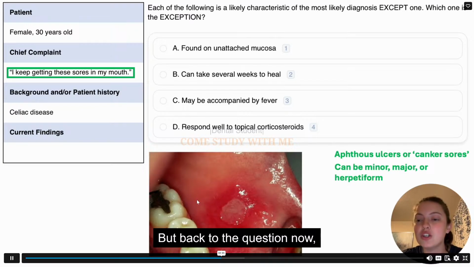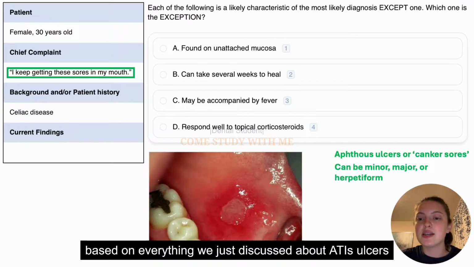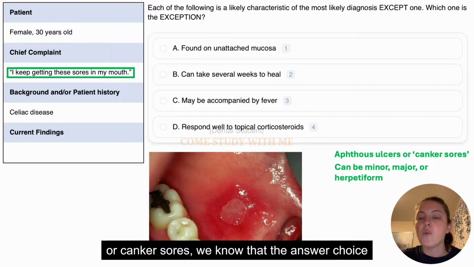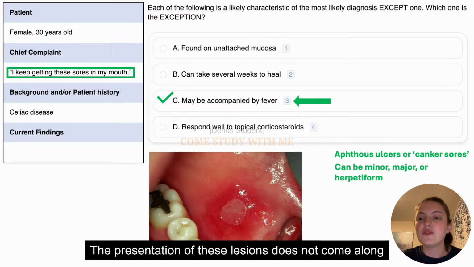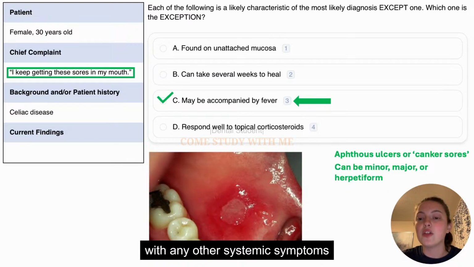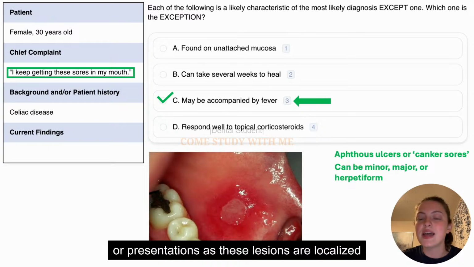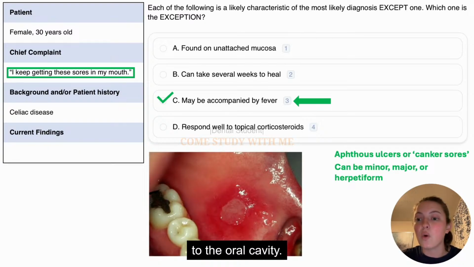But back to the question. Based on everything we just discussed about aphthous ulcers or canker sores, we know that the answer choice that is not a likely characteristic would be C, may be accompanied by fever. The presentation of these lesions does not come along with any other systemic symptoms or presentations, as these lesions are localized to the oral cavity.